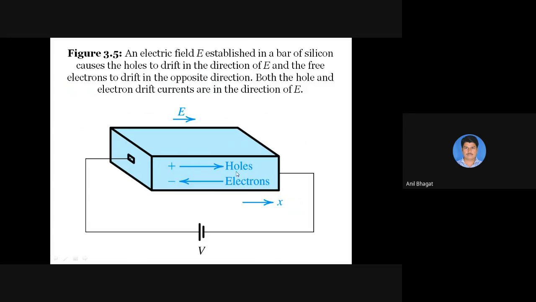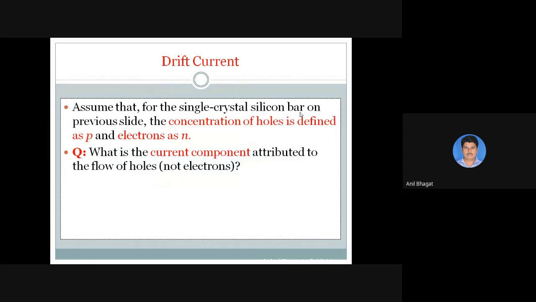But the electrons are always repelled, and they are attracted toward the positive terminal. You all know that in silicon the electric field causes the holes to drift in the direction of the field, and the free electrons to drift in the opposite direction. Both the holes and electrons drift, and the current is in the direction of the electrical field. Drift current once again.